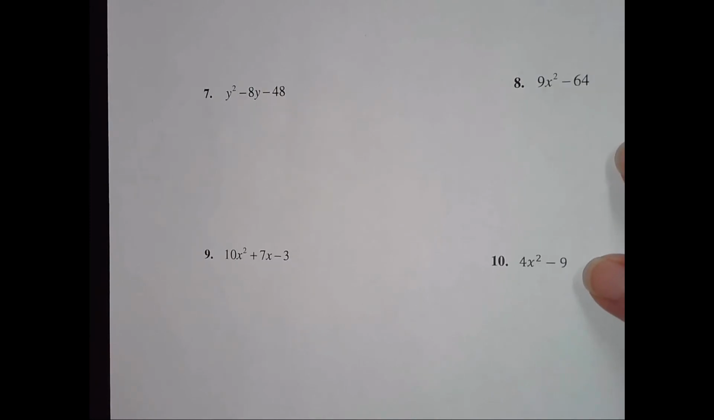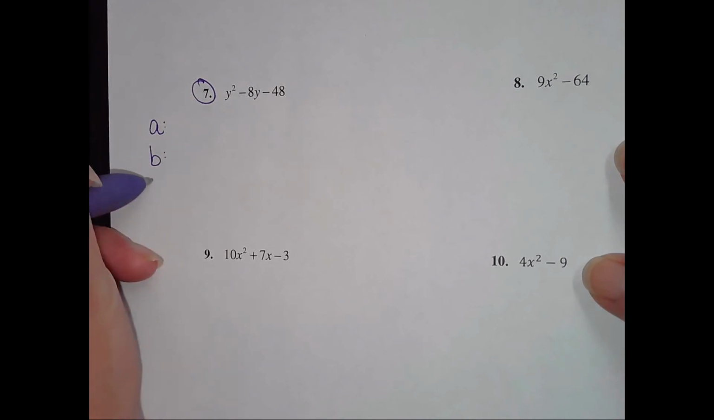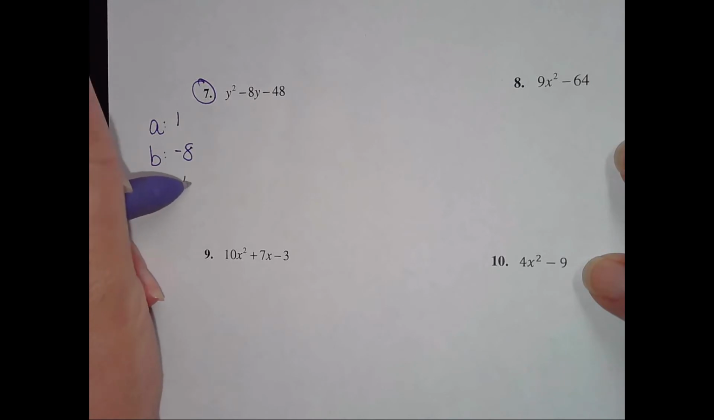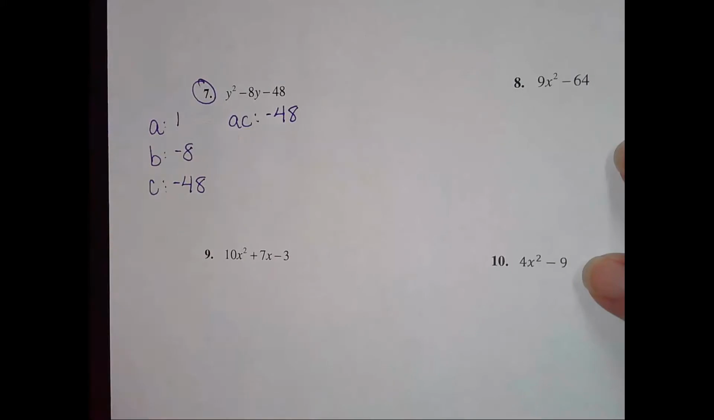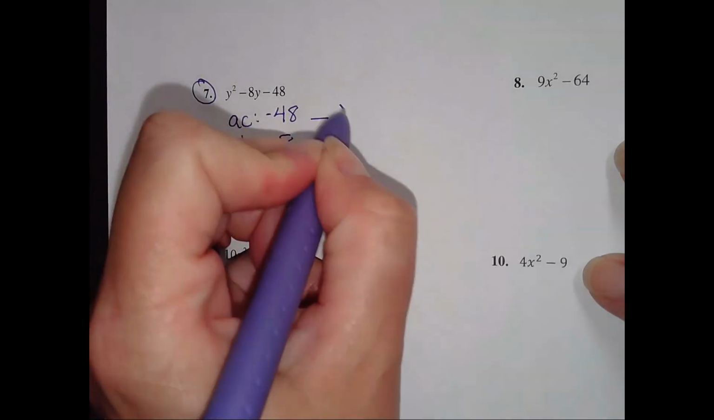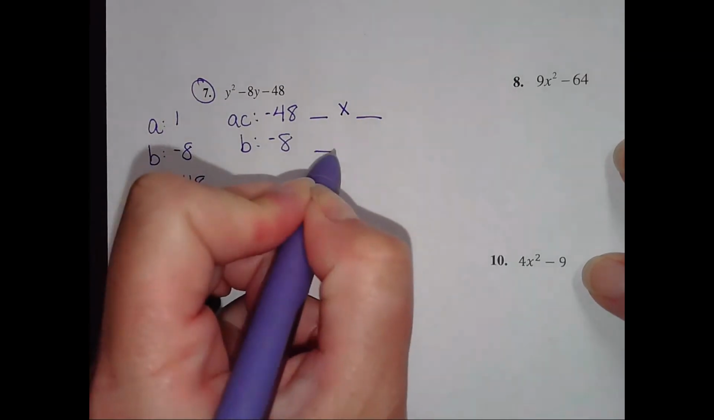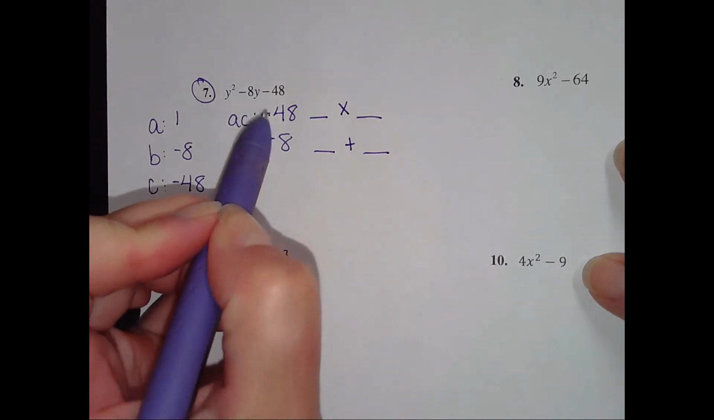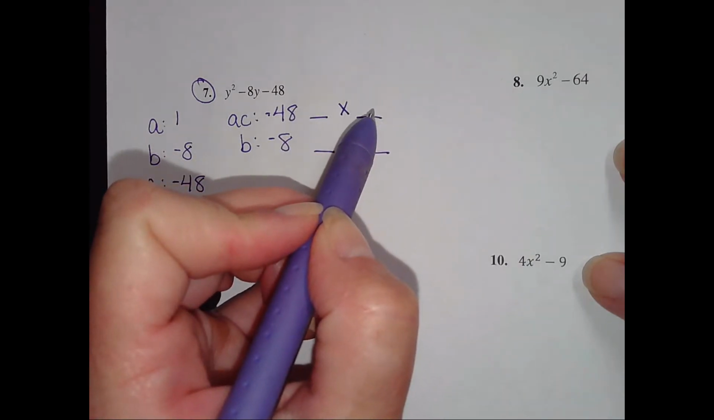They're not too bad. For number 7, again, list out your A, your B, and your C. A is 1, B is negative 8, C is negative 48. So A times C is negative 48, and your B is negative 8. So now you're trying to find two numbers that multiply to get negative 48 and add to get negative 8. The fact that this is a negative and you're multiplying means one number is positive and one number is negative. What are the two numbers?